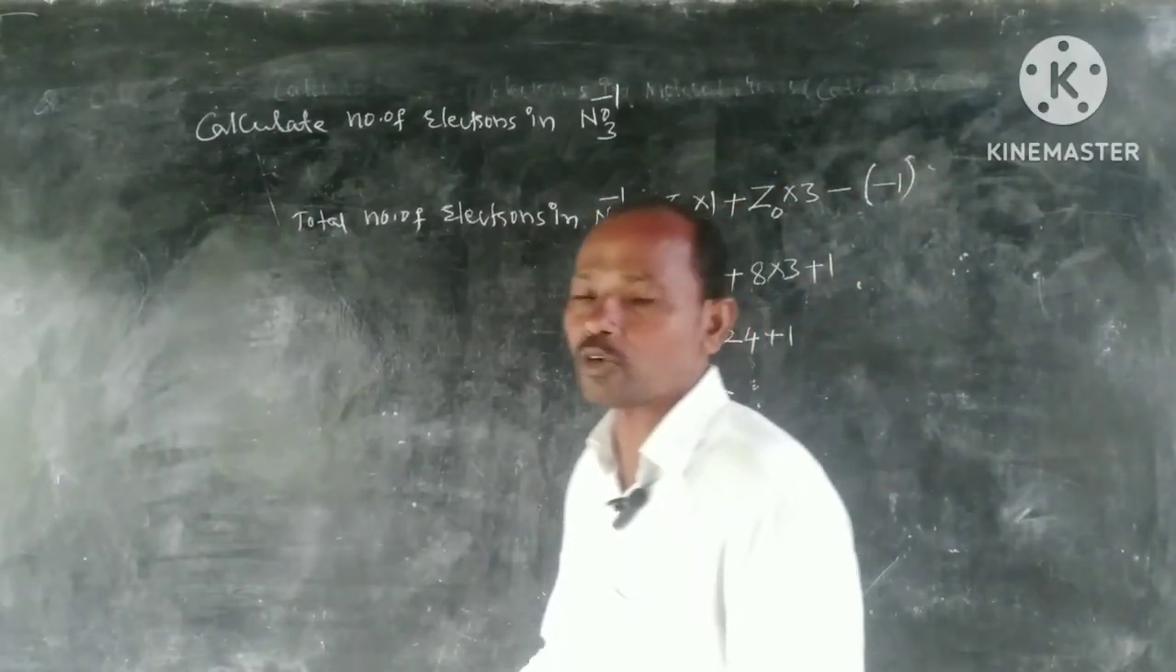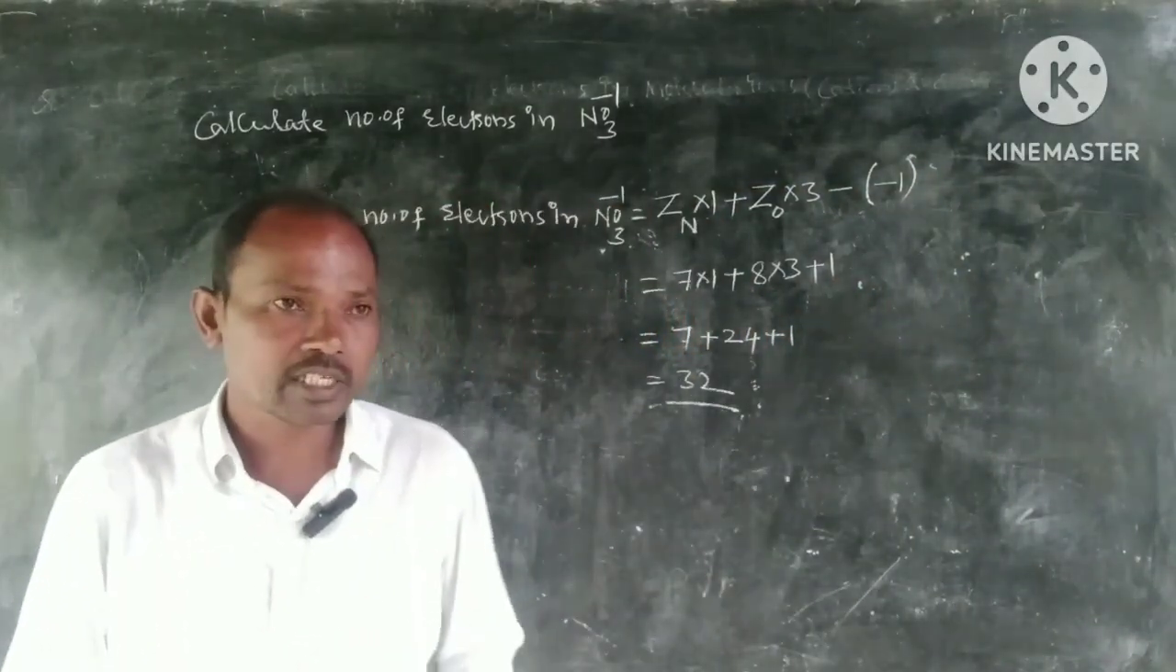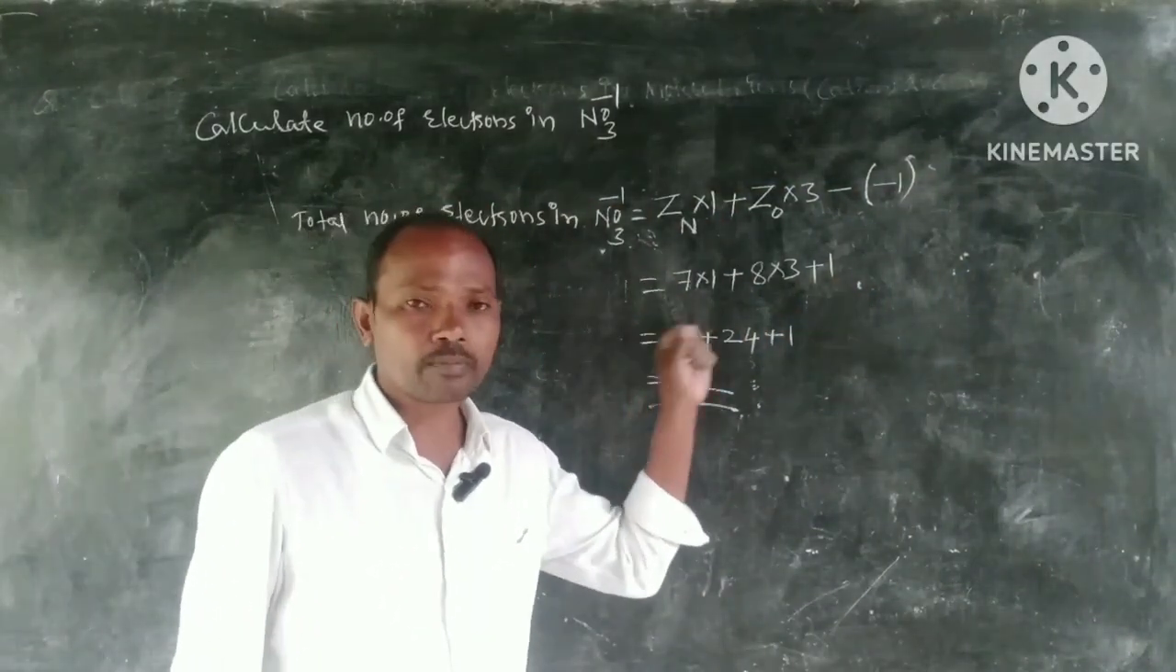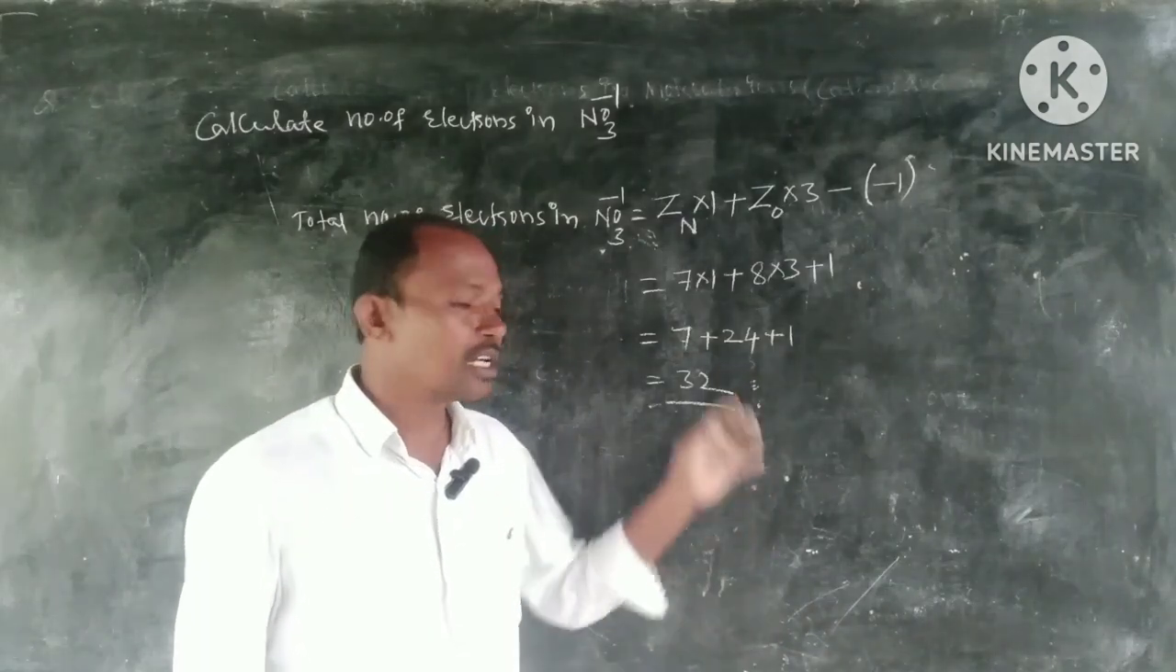So this is about the ions and how the total number of electrons present in the ions is calculated.